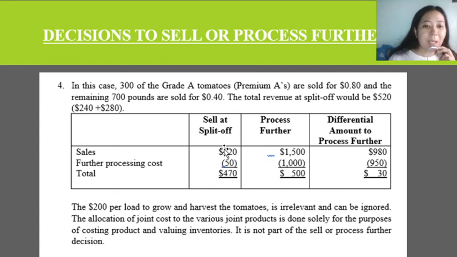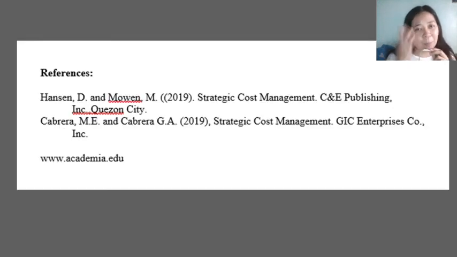So again, the $200 per load to grow and harvest the tomatoes is still considered to be irrelevant. Okay, so that ends our module 3.B, or module 3. So this is our reference for the contents of this discussion.